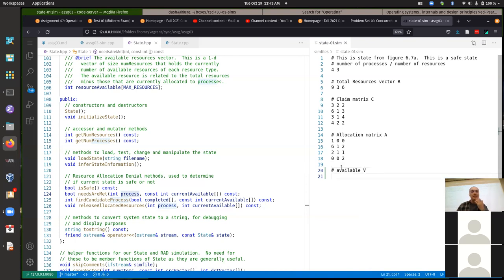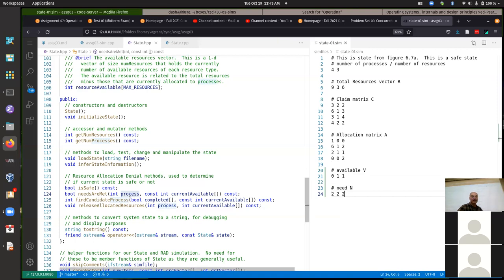these things are inferred inside of our code, as I already talked about, but we know that available is going to be 0, 1, 1, like I just said. And the need, once you calculate it, is the difference between the claim minus the allocation. So let me just do process 0 here. It still needs just 2 of each. The C minus A.